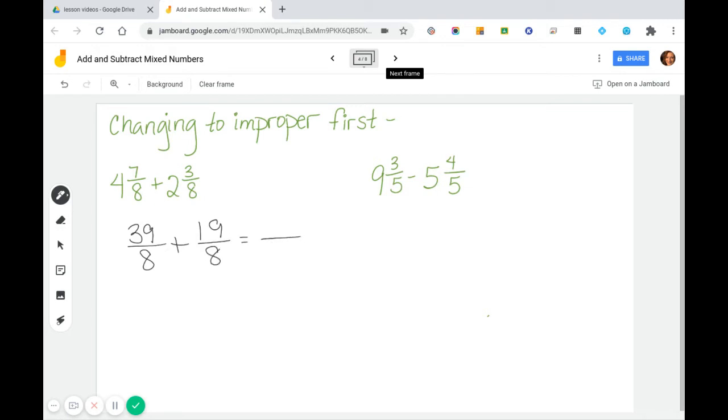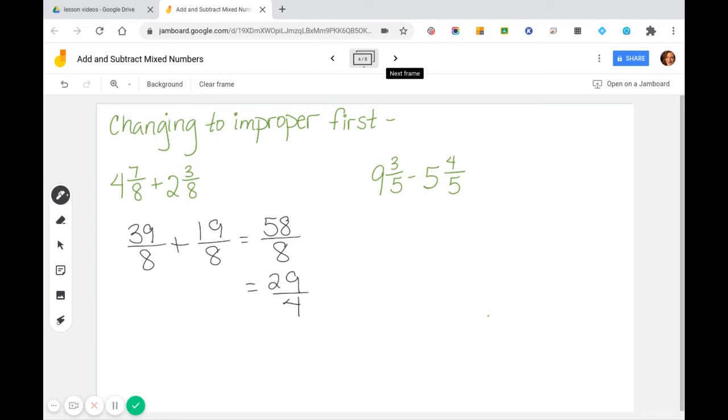As I'm adding, I'm going to keep the bottom on the bottom. I know I say that a lot, but I'm hoping it's getting stuck in your minds. Across the top, I'm going to add 39 plus 19 and get 58. I can reduce that. They're both even, so let's divide them by 2. 58 divided by 2 is 29. 8 divided by 2 is 4. You can leave that as 29 over 4.